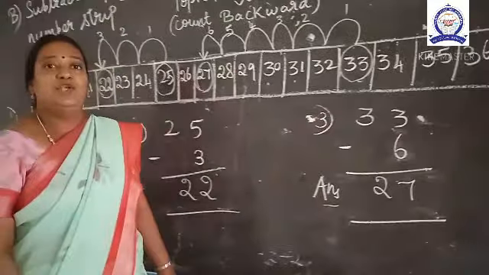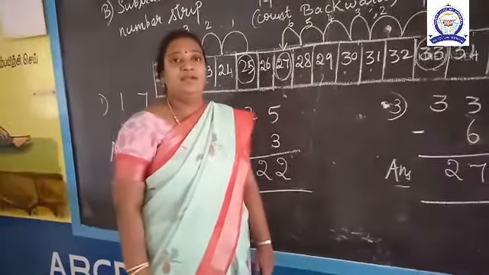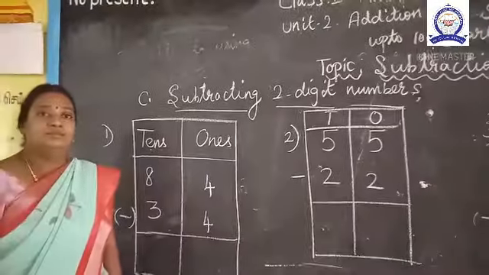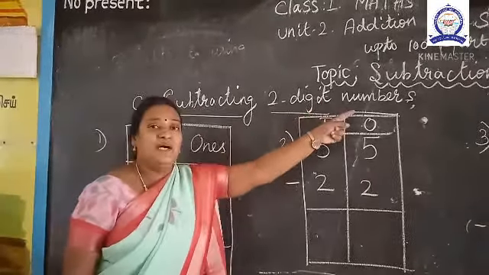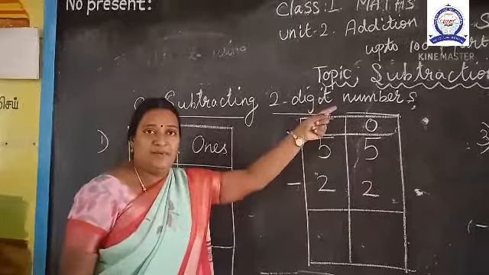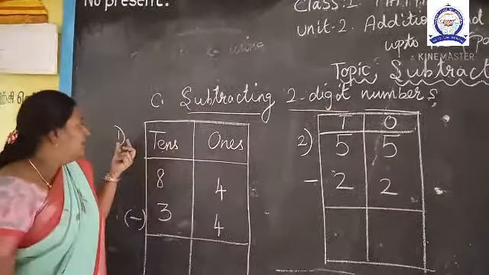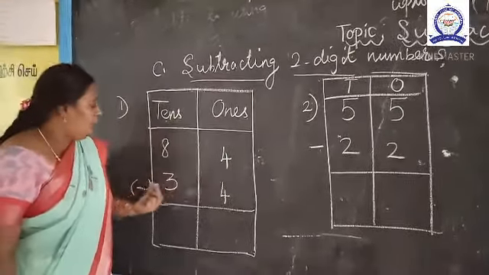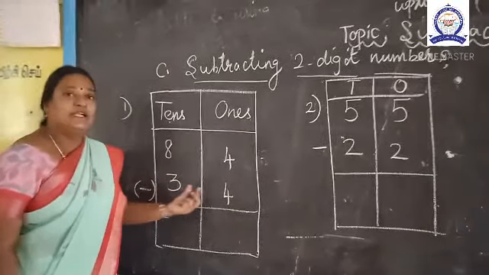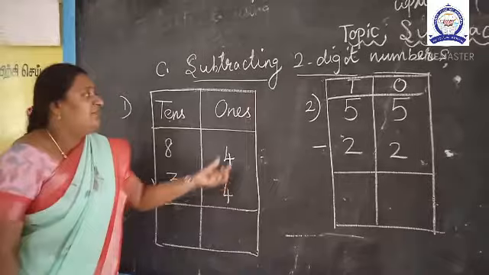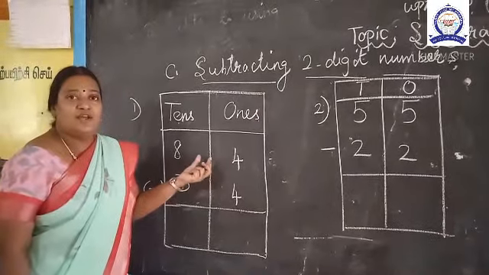So next we see the 2-digit subtraction. Okay children? Next we see subtracting 2-digit numbers. First question, 84 minus 34. 84 minus 34. So we have arranged in ones and tens column.